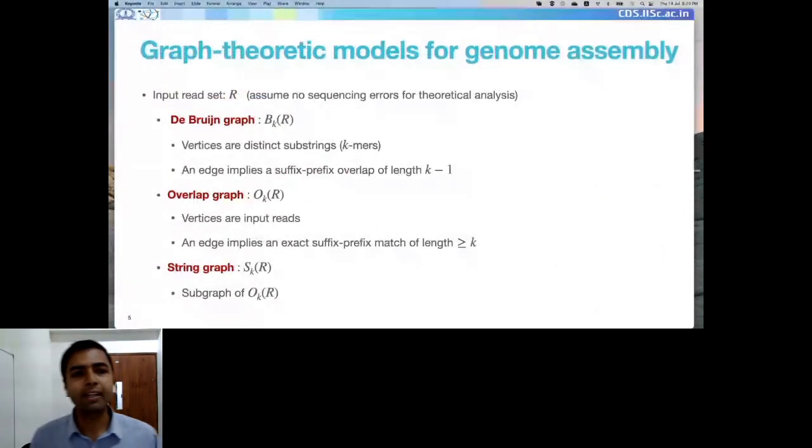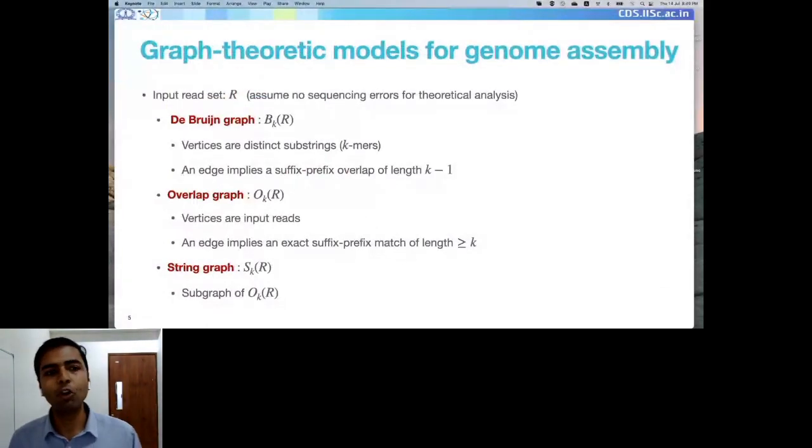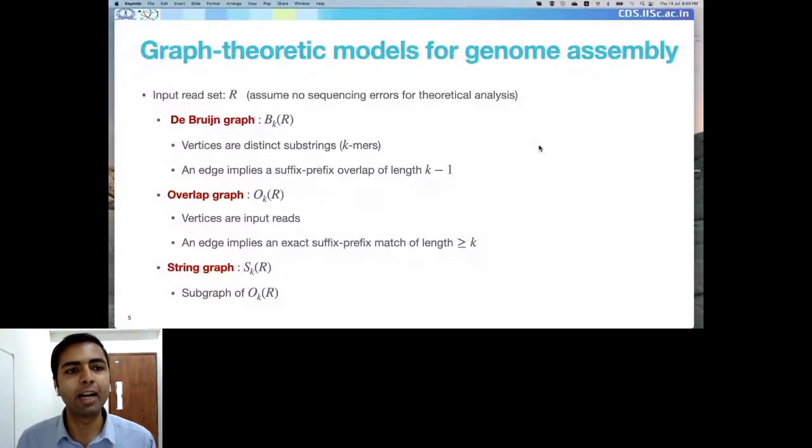Now, if we look at the graph theoretic models for genome assembly, we know three popular graph structures, right? So the first is the De Bruijn graph. If we use the input read set R, in the De Bruijn graph, vertices are all distinct substrings, also referred to as k-mers, of course. And the edges imply suffix-prefix overlap of length k-1 in a De Bruijn graph.